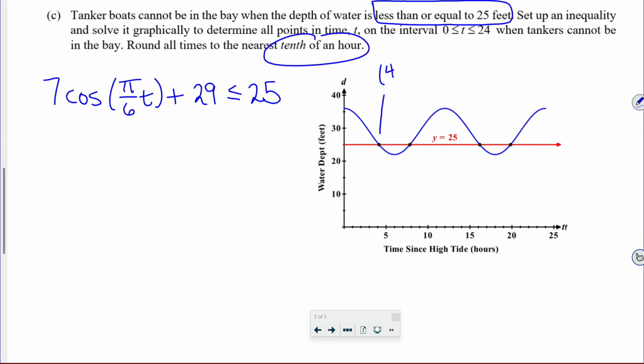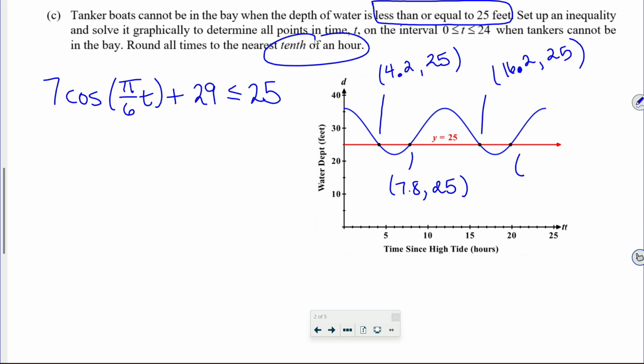So this point is 4.2, comma 25. This point is 7.8, comma 25. Using the same methodology, this point would be 16.2, comma 25. This one would be 19.9, comma 25. And any time in between them, that's where this is problematic.